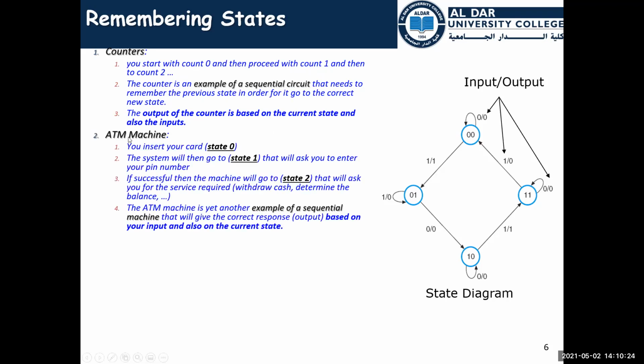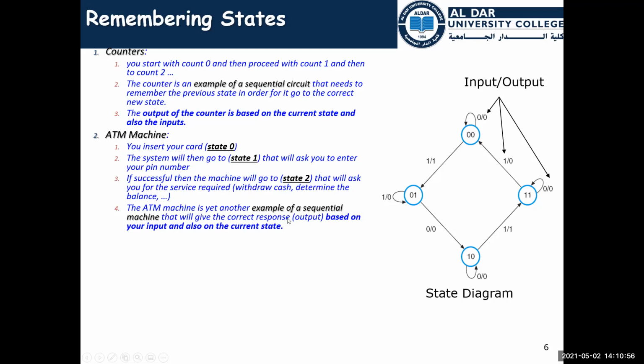For example, the ATM machine. The ATM machine is an example of a sequential circuit. You insert your card, this is state 0. The system will then go to state 1, in which you enter your PIN number. And then if you're successful, you go to state 2 that will ask you which operation you want. You want to withdraw money, you want to determine your balance, whatever you want. This is state 2. It's a screen displaying the operations that you can do.